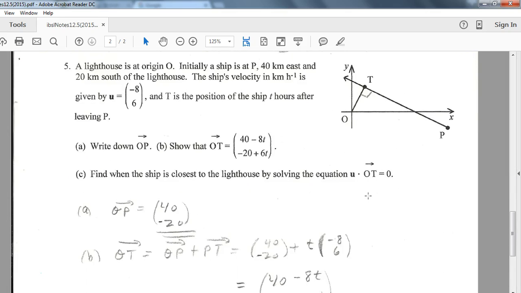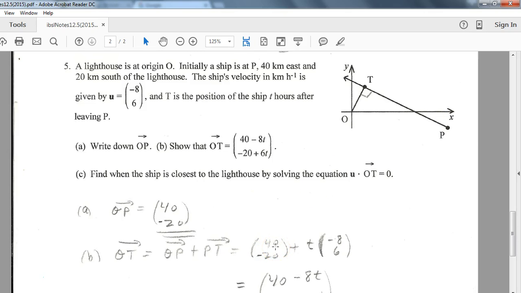All right, last one down here, we've got the lighthouse at origin O. Here they say initially the ship is at point P, so P is our position vector, and that's the starting point, 40 kilometers to the east of the lighthouse and 20 south of the lighthouse. If you look at point P, this is where the ship is right now. That's the initial position from the origin. It went 40 east, so positive 40, and then 20 south, so negative 20. And that creates the initial position vector for the ship, which we're going to get to in part B.